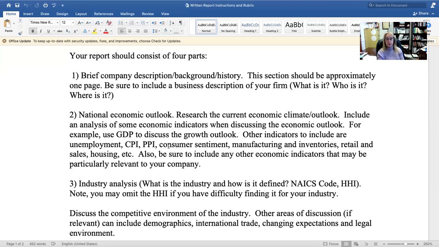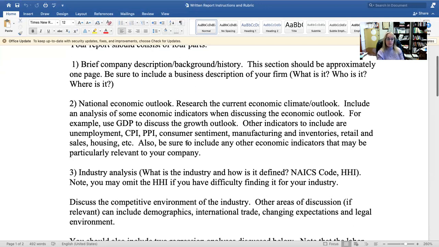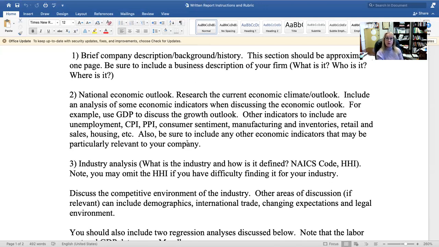Oh, I forgot interest rates. Interest rates should actually be in here. That kind of goes along with the CPI, but interest rates are on their way up, so you should definitely talk about them. Also, you can talk about the strength of the dollar. If your company does a lot of business internationally, the strength of the US dollar would be important.